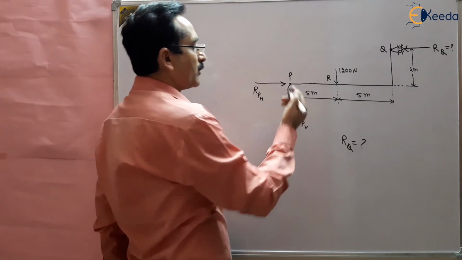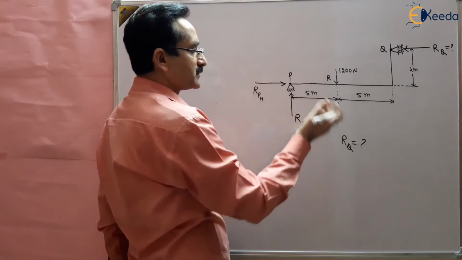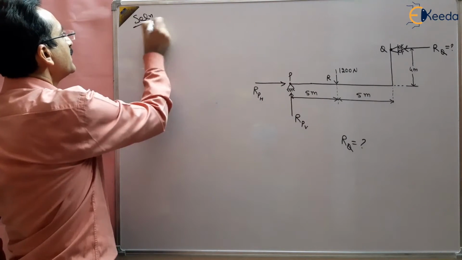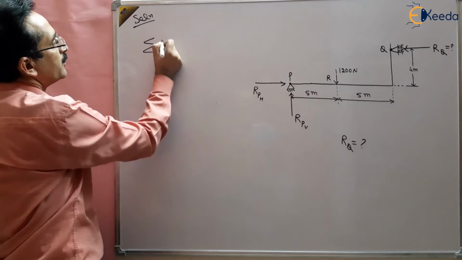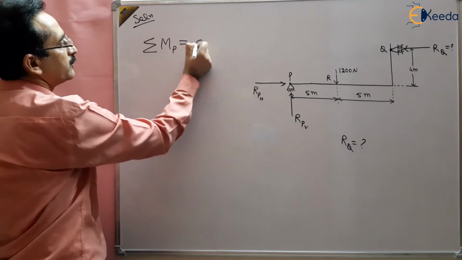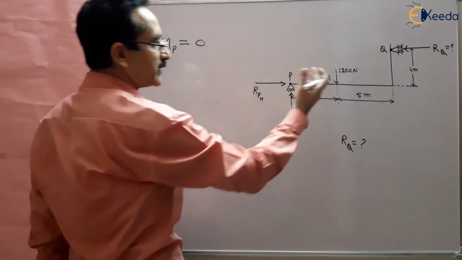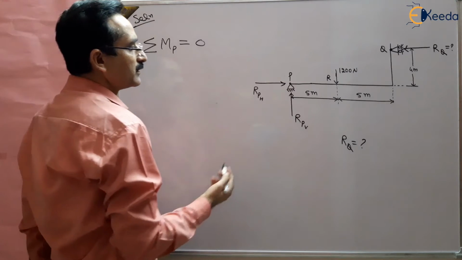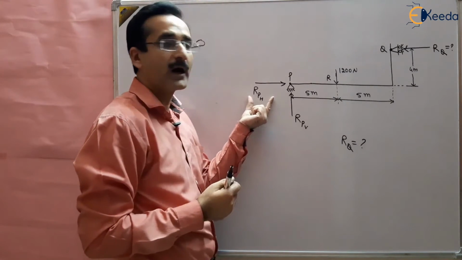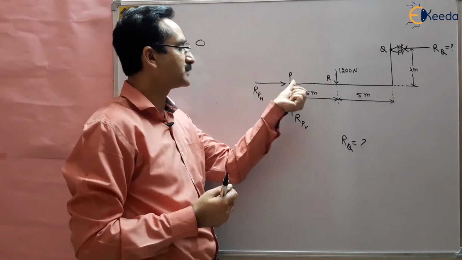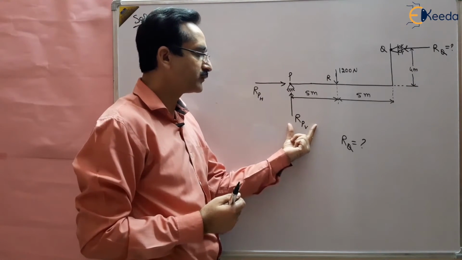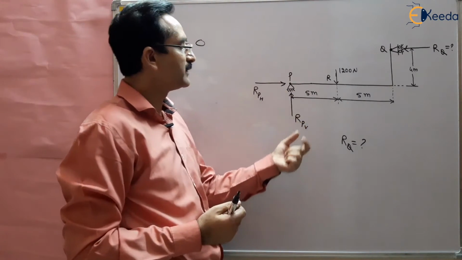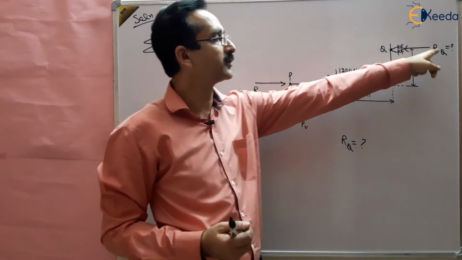We can take moments about any point, say P, and the sum of all the moments should be equal to 0, because the body is in static equilibrium. So in this case, how many forces are there? The moment of the reaction RPH is 0 because it is passing through P only. The moment of RPV will be 0 because it is also passing through this point, so there is no perpendicular distance. What remains are the moments of the 1200 Newton load and RQ.